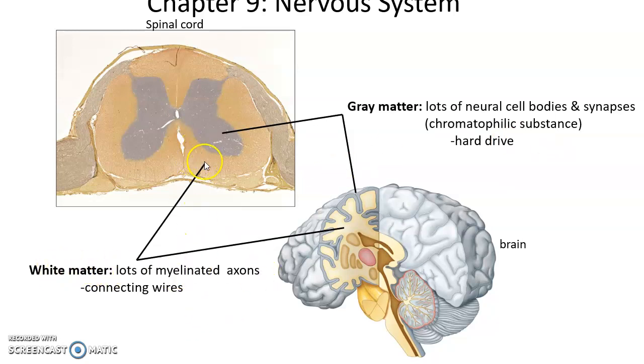And then white matter is where we have lots and lots of myelinated axons. And myelinated axons are carrying signals from one place to another. So they are acting as connecting wires. So white matter has lots of myelinated axons because of the myelination being white in color. You can also see that the gray matter in the spinal cord is toward the inside, while the gray matter in the brain is toward the outside, toward the surface.